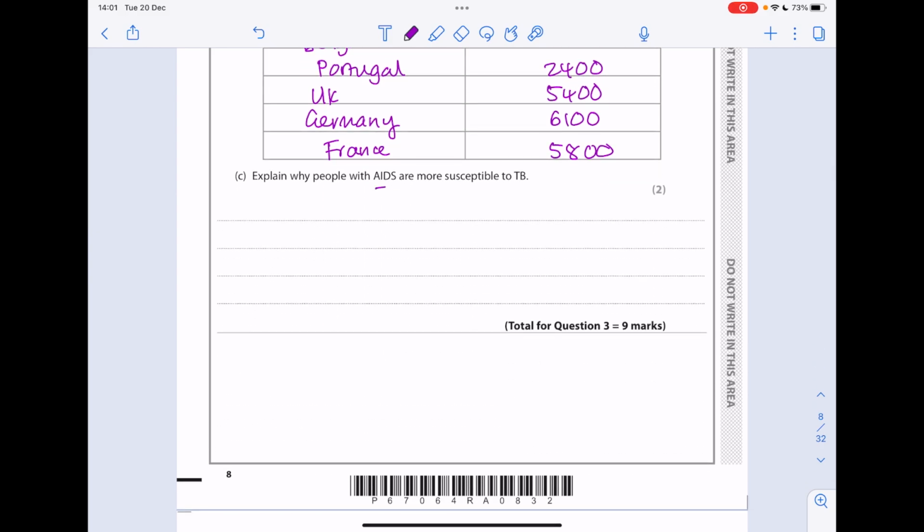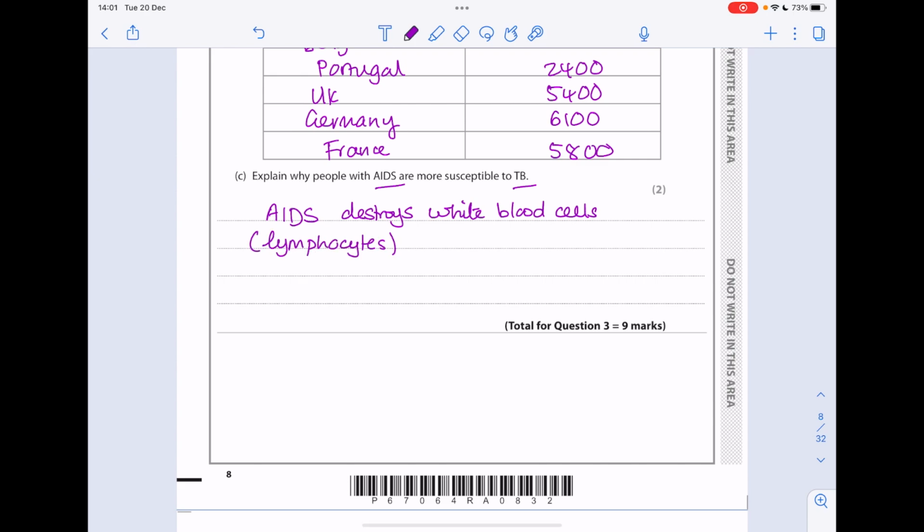Explain why people with AIDS are more susceptible to TB. So, AIDS destroys white blood cells, specifically the lymphocytes. So the TB bacteria is no longer killed because you have a very weakened immune system.